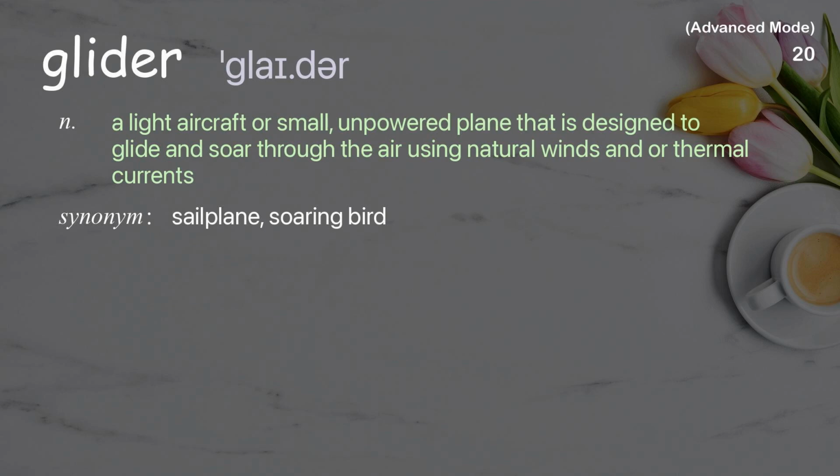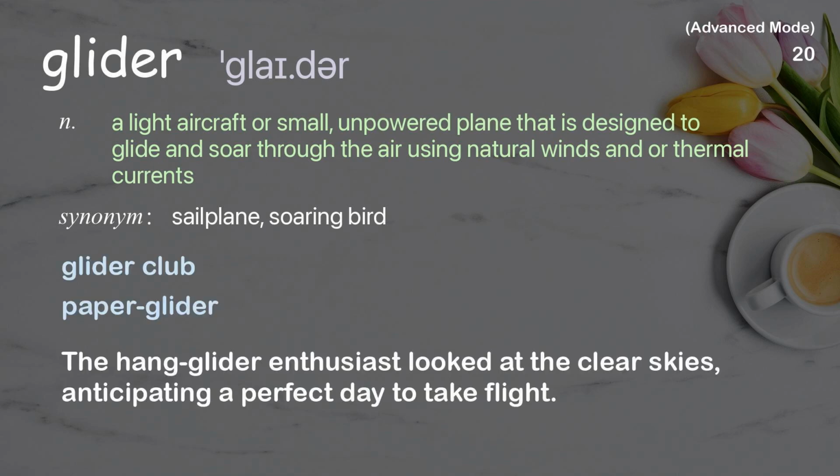Glider. A light aircraft or small, unpowered plane that is designed to glide and soar through the air using natural winds and/or thermal currents. Examples: Glider club, paper glider. The hang glider enthusiast looked at the clear skies, anticipating a perfect day to take flight.